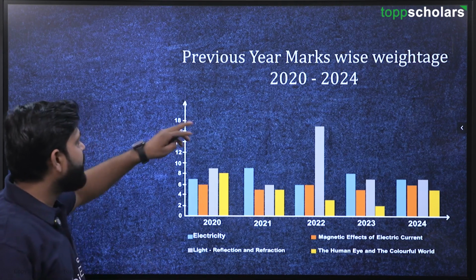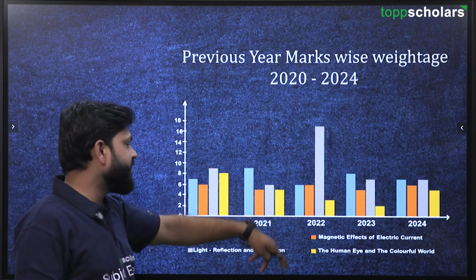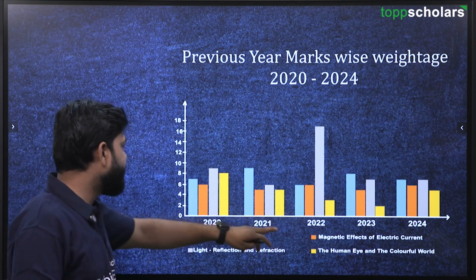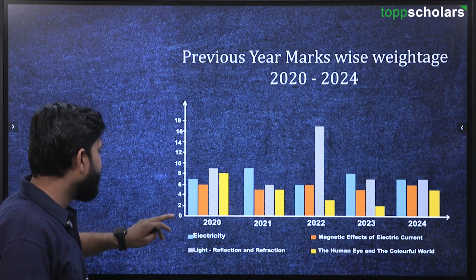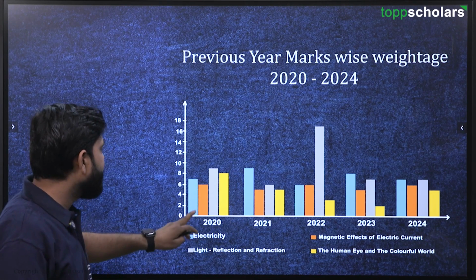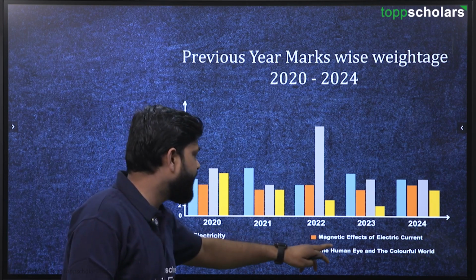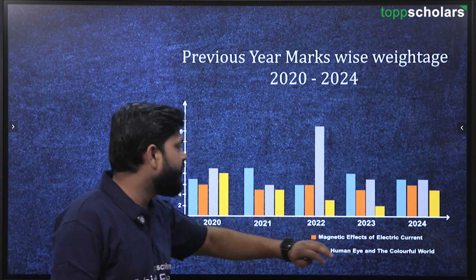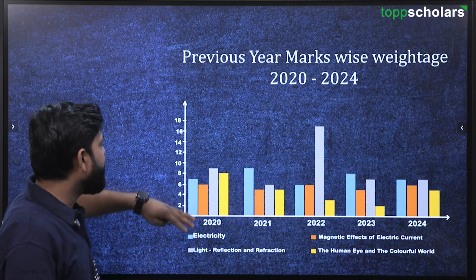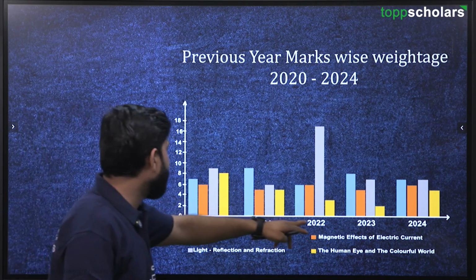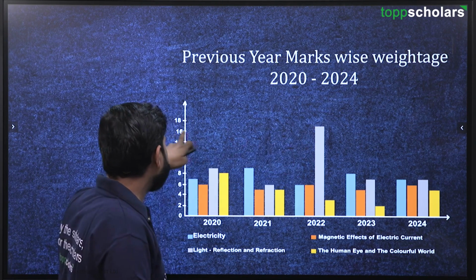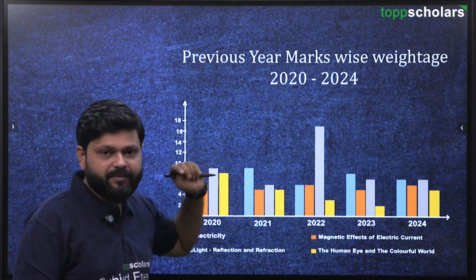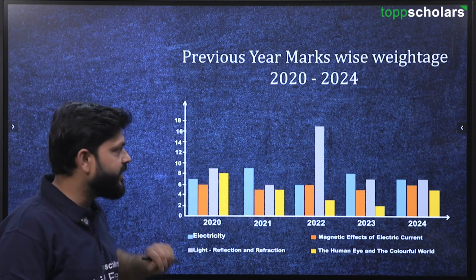So this is the previous years' marks wise weightage, 2024, 23, 22, 21 and 20. First is electricity, then magnetic effect of electric current, light reflection and refraction, human eye and colorful world. So you can see here how the marks came in 2022. 17 marks questions, I have shown you in the previous slides, you can analyze from there as well.